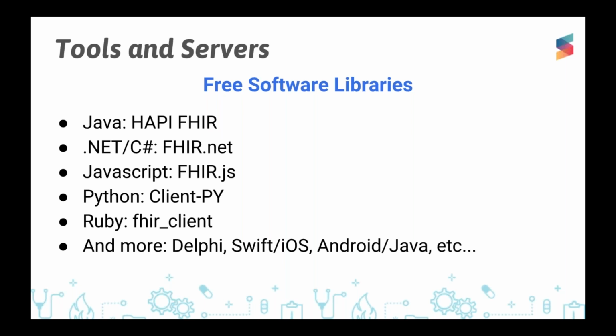But there are great libraries out there for C#, for JavaScript, for Python, for Ruby, and a whole bunch more. There's a Delphi library. There are libraries for iOS and Android for people doing mobile development. I've heard that there's work going on for even emerging languages, things like Rust and Go and Clojure. There are libraries being built for those platforms as well. So whatever language you're using, there's probably a great library out there that will help you build.